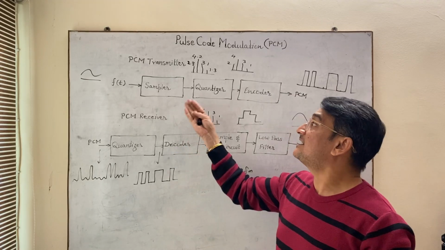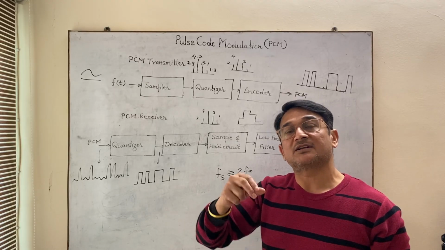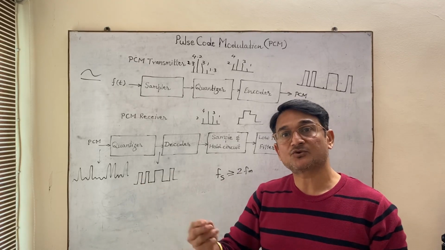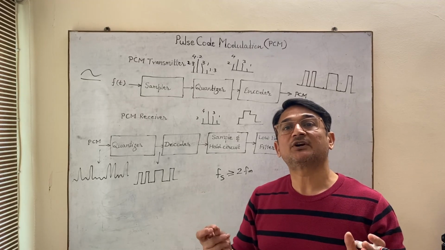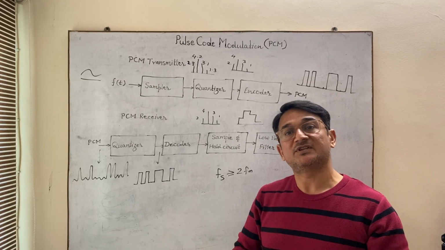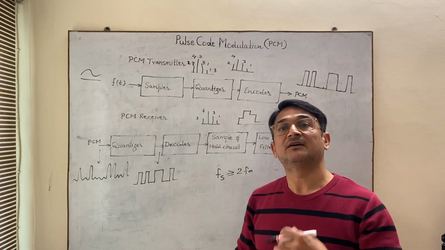The main disadvantage of PCM is what? Because every sample corresponds to 3 or more bits, the overall bandwidth of the signal increases. So this is the main drawback of PCM, which can be removed in other methods which we will discuss in the next videos.